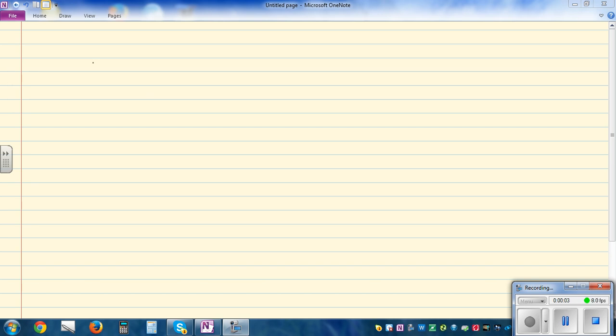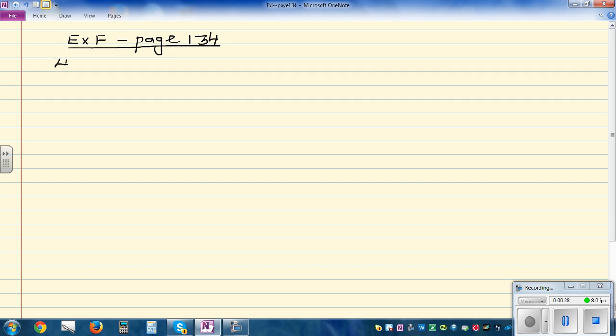Let's look at some equations with brackets. These are similar examples from Exercise F for my Year 9 students on page 134. So if you can, open your book on page 134, I'm going to do some similar questions from that page. Let me make up a question: 4 bracket x plus 6 is equal to, say, 16.